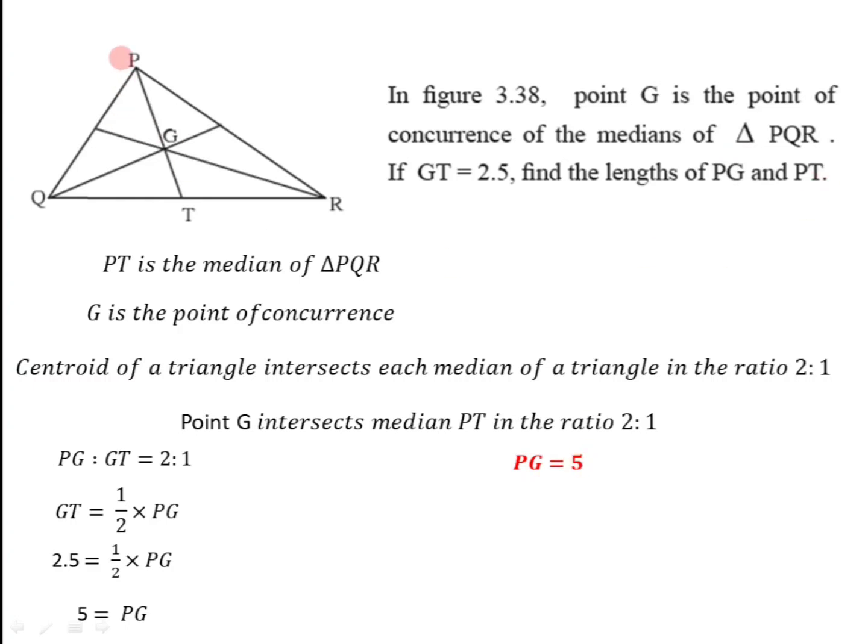Now we have to find the length of segment PT. As we can observe, PT is the sum of two smaller segments, PG and GT. We can write here PT is equal to PG plus GT, where PG we have found to be 5 plus GT it's given to be 2.5. So PT is equal to 5 plus 2.5, that's 7.5. So this is the length of segment PT.